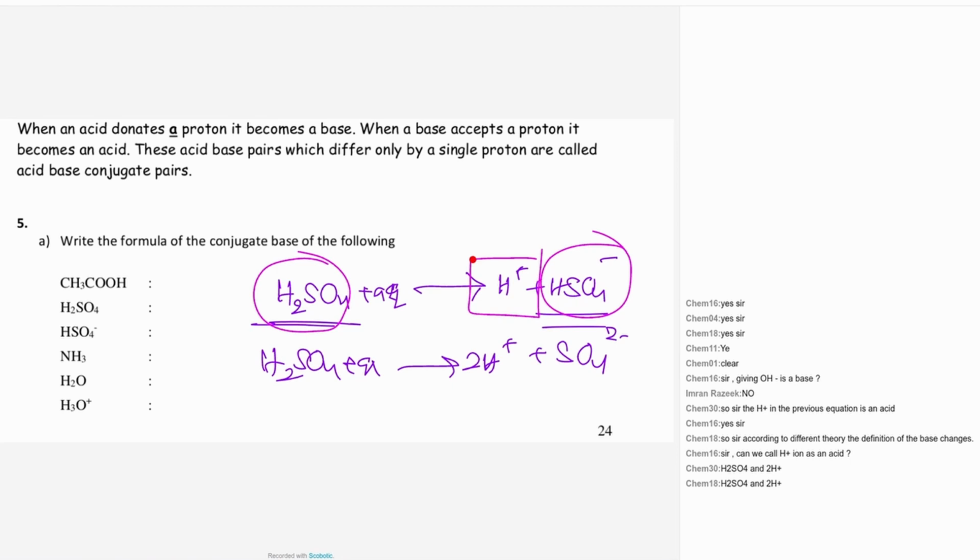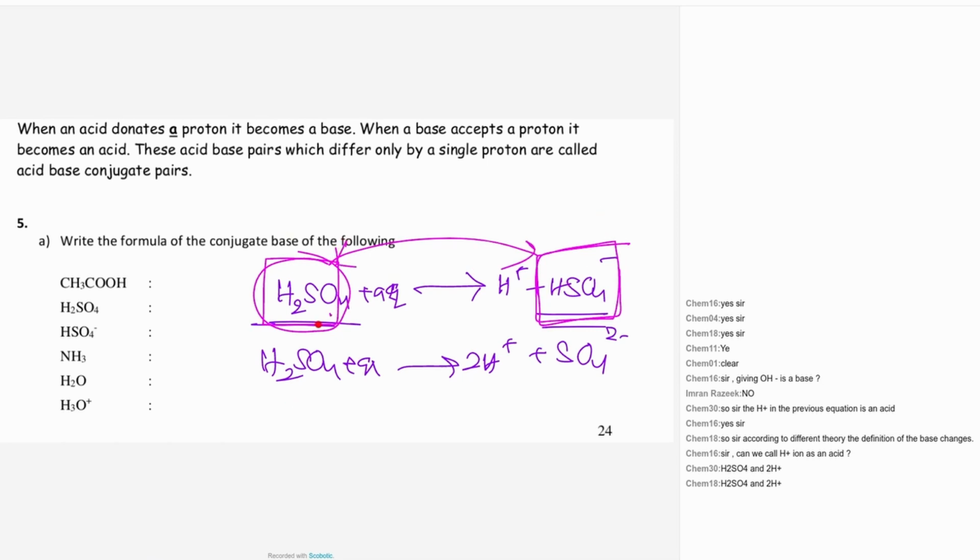Because H plus is just a proton. If you call H plus an acid, it should be able to give H plus. Can H plus give H plus? No, you can't, right? So any substance which gives a proton is an acid. Can a proton give another proton? You cannot. So when an acid donates a proton, the left-behind part is the base. This is the base, hydrogen sulfate. So sulfuric acid and hydrogen sulfate is a conjugate pair, not sulfuric acid and H plus.